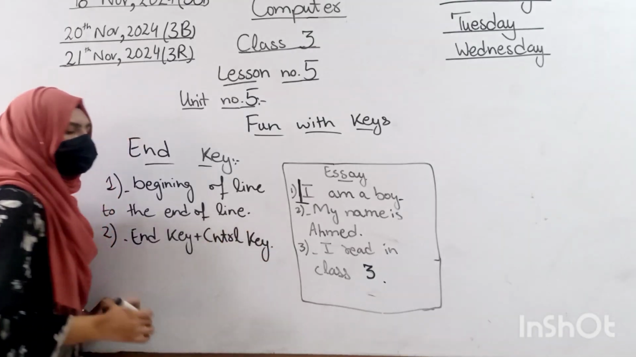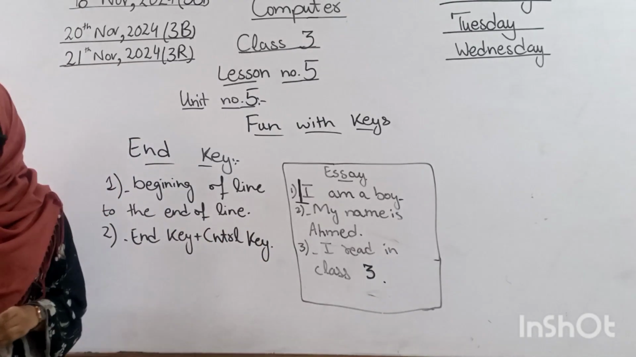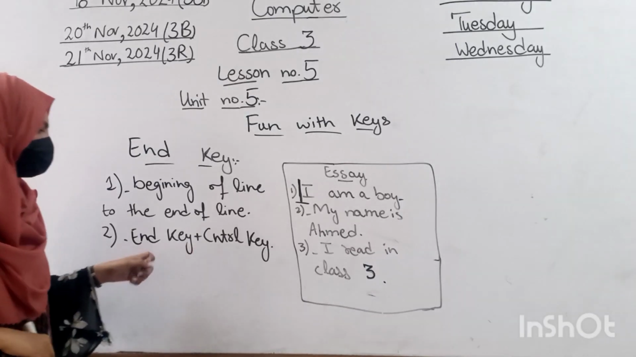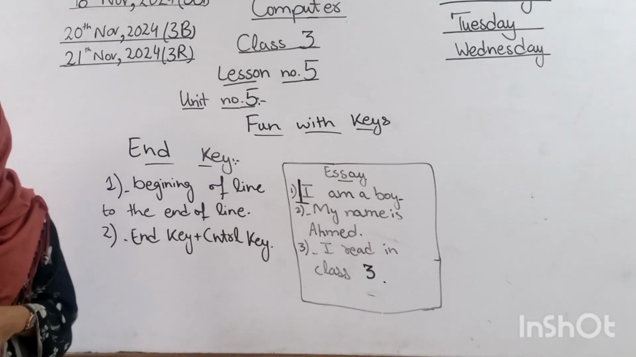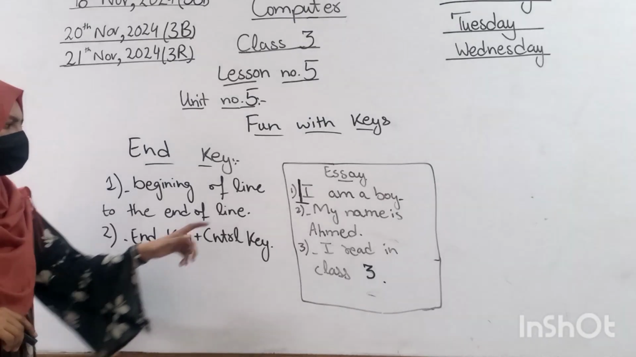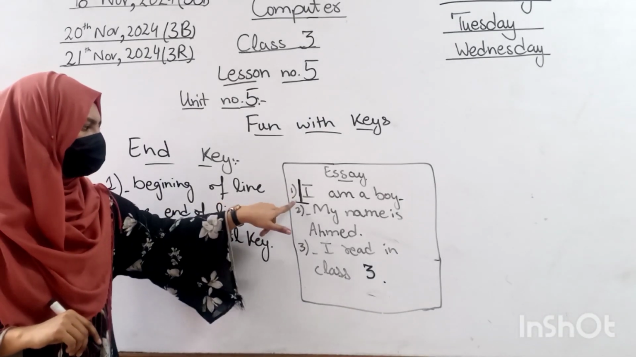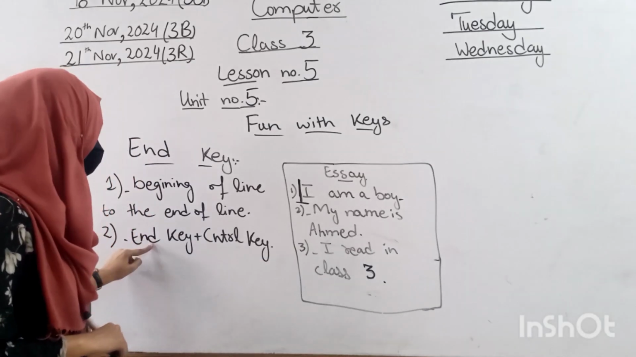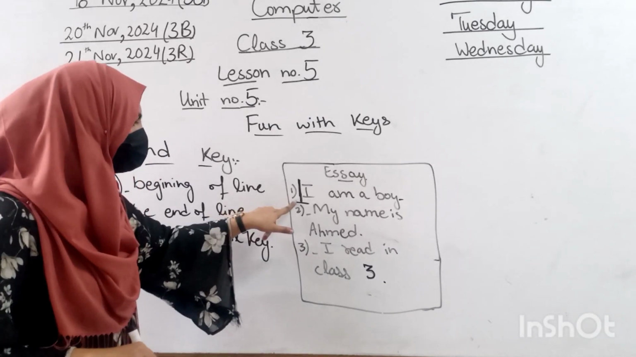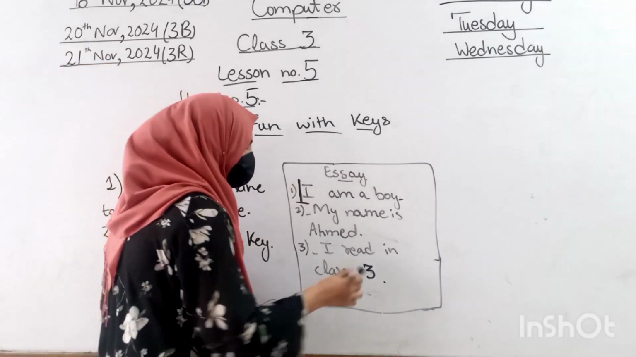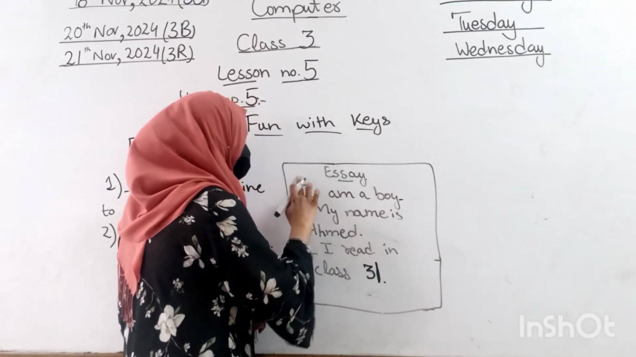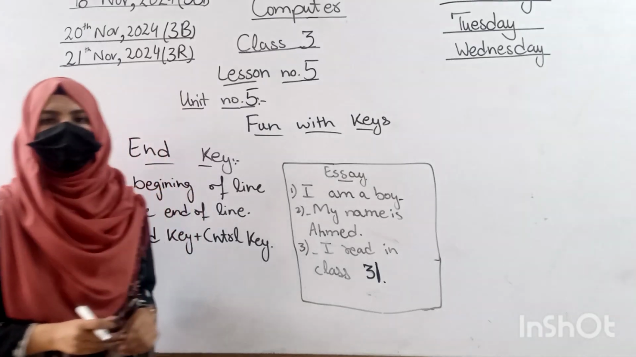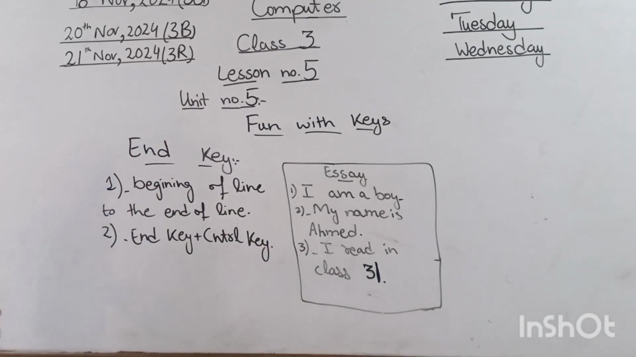What will happen next? Yes, Muhammad, very good. Yes, Abdullah, very good. So if you want to move the cursor from the beginning of the document to the end of the document, you will press the end key plus the control key and the cursor will move from this position to this position. Okay, so this is the purpose of the end key.